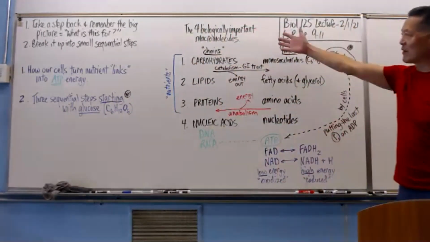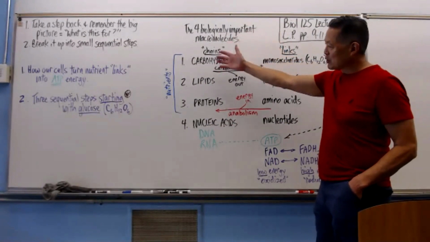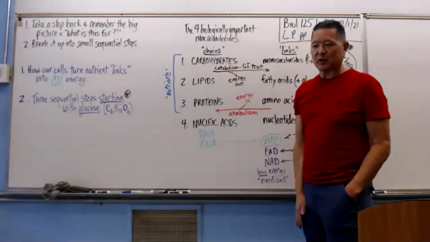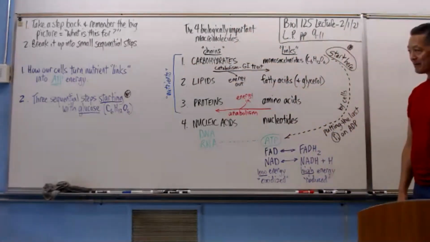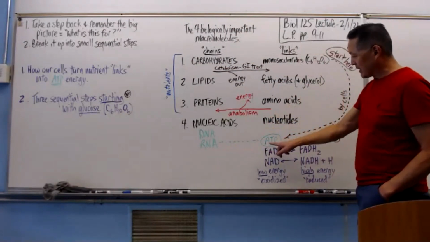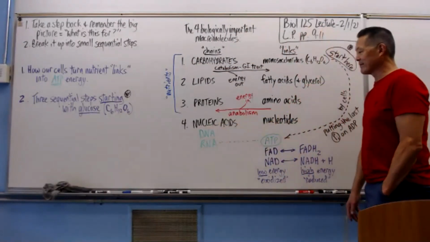Now let's go back over here. There are 4 biologically important macromolecules. I call them chains. Well, out of the 4, only the first 3 are nutrients. That's all we're talking about. And that makes sense, because actually ATP is a link of RNA, a nucleic acid.